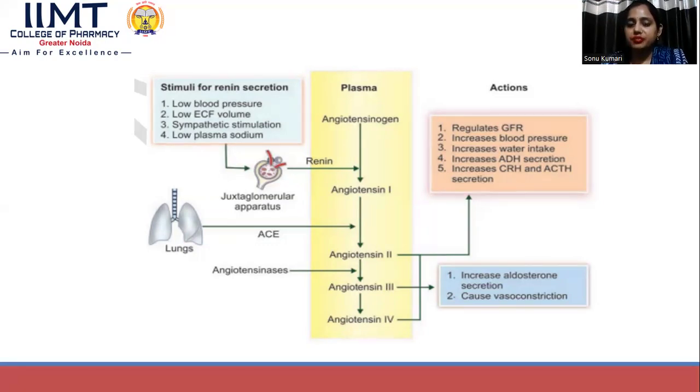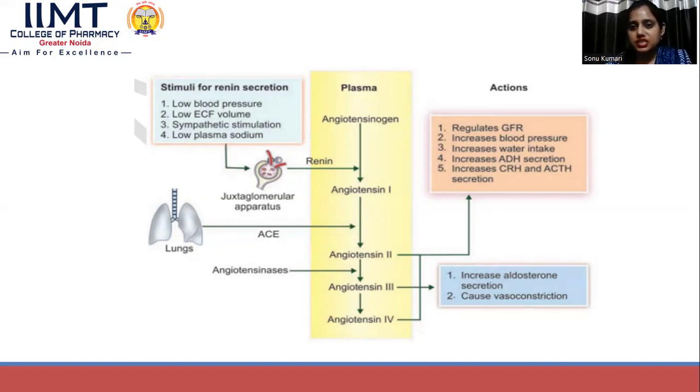The renin enzyme converts angiotensinogen into angiotensin first. Then angiotensin first is converted into angiotensin second in the presence of angiotensin converting enzyme, which is released from the lungs. Then angiotensin second is converted into angiotensin third in the presence of angiotensinase. Then further angiotensin third is converted into angiotensin fourth.